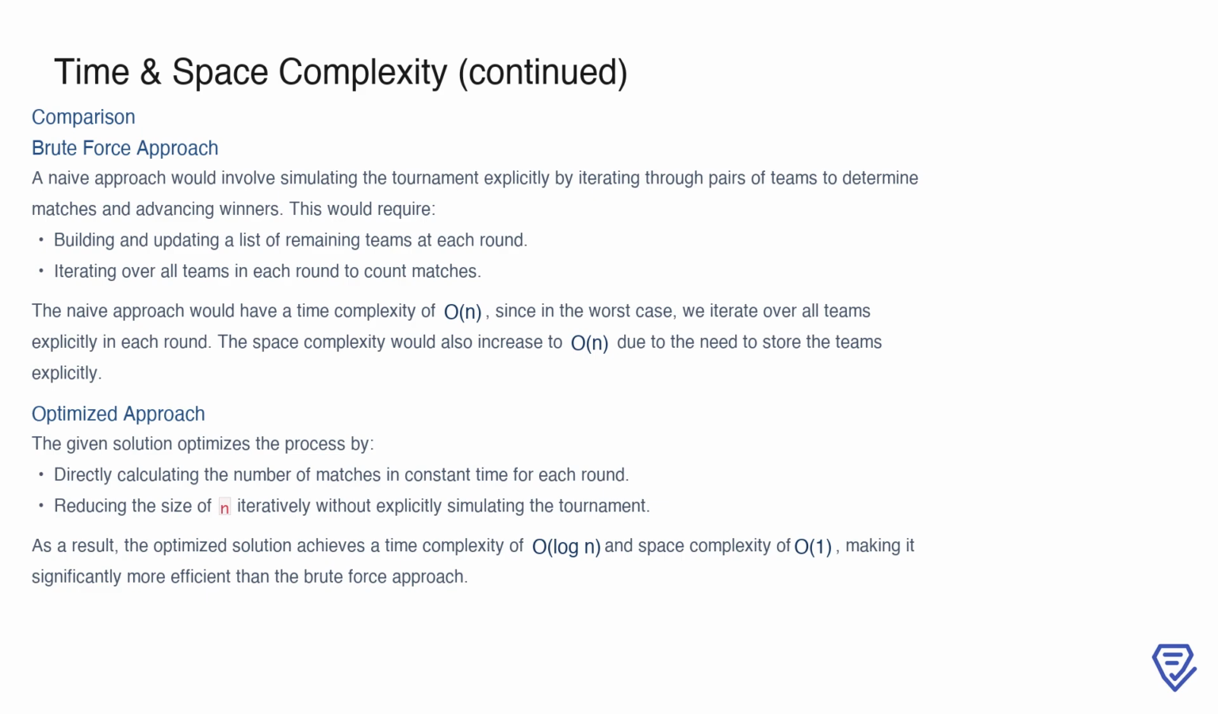In contrast, the optimized approach avoids these inefficiencies by directly calculating the number of matches in constant time for each round and iteratively reducing the size of n. This reduces the time complexity to O(log n), and the space complexity to O(1), making it far more scalable and practical for larger values of n.